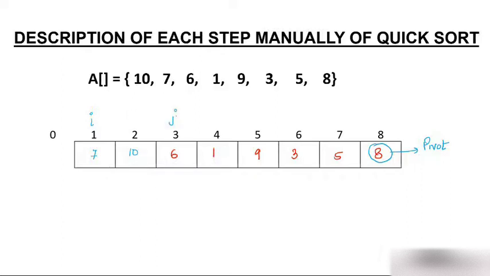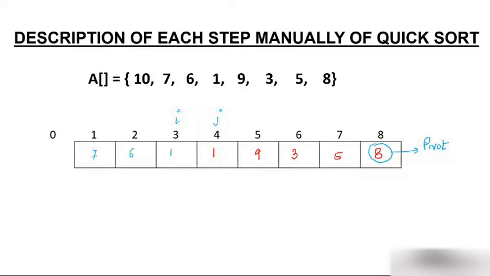I'll again compare this element with the pivot element. If this element is less than pivot, yes, I'll increment I, and I'll swap AI and AJ. So the moment I swap, 6 will come here and 10 will come here. What I'll do next, I'll increment J. I'll again compare this element 1 with pivot. Is this less? Yes, this element is less. I'll increment I and I'll swap I and J.